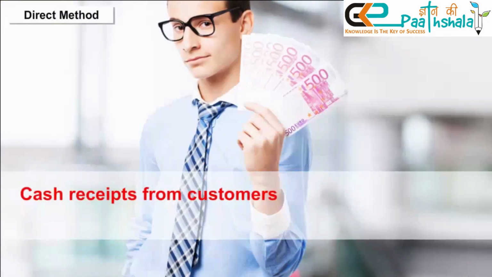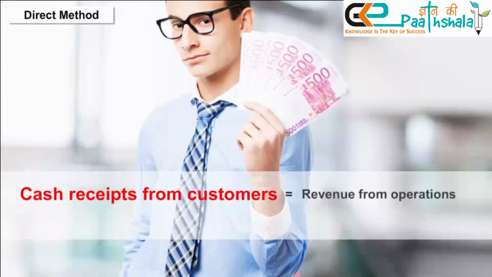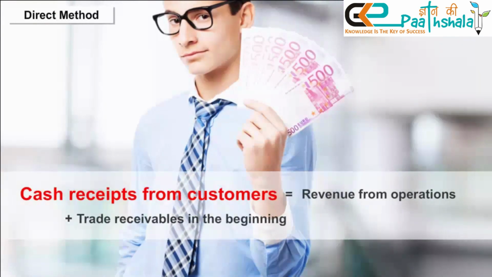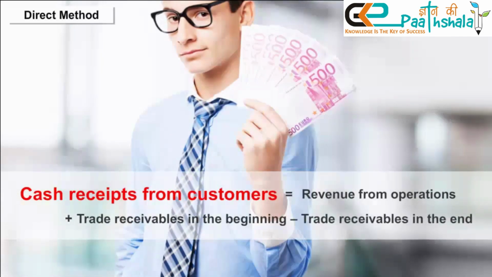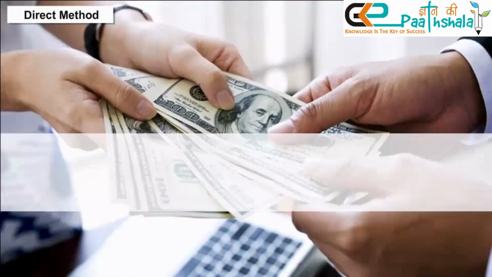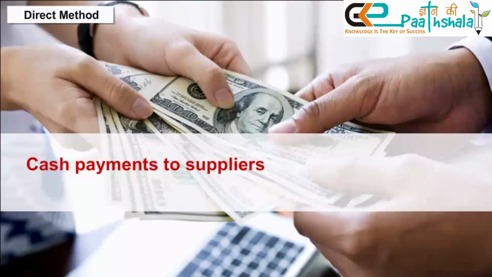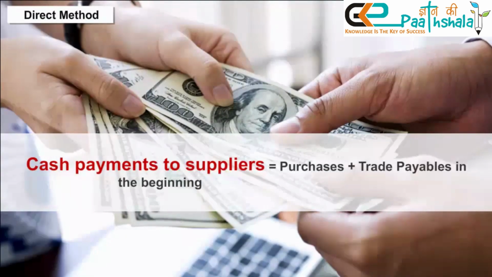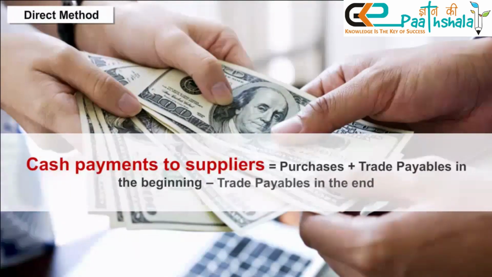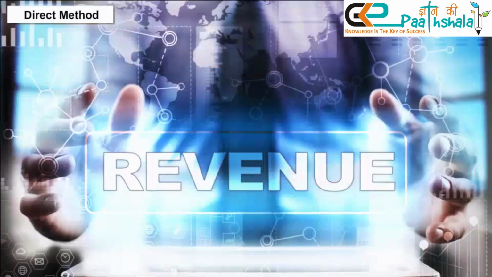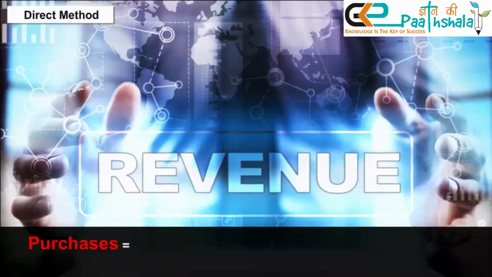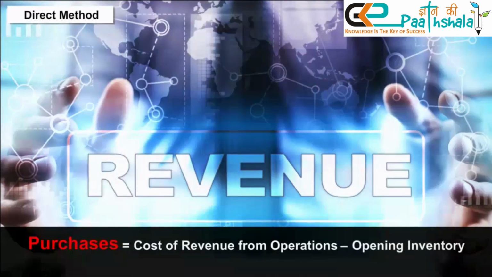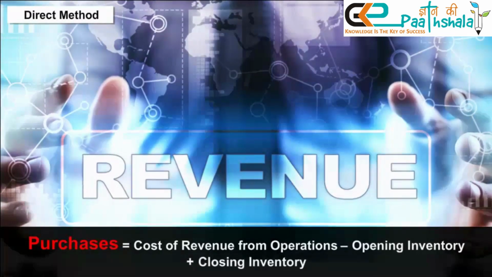A. Cash receipts from customers equal to revenue from operations plus trade receivables in the beginning minus trade receivables in the end. B. Cash payments to suppliers equal to purchases plus trade payables in the beginning minus trade payables in the end. C. Purchases equal to cost of revenue from operations minus opening inventory plus closing inventory.